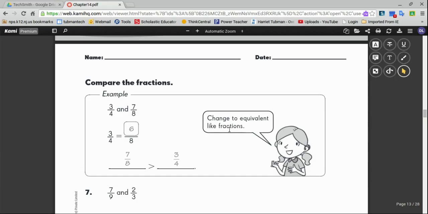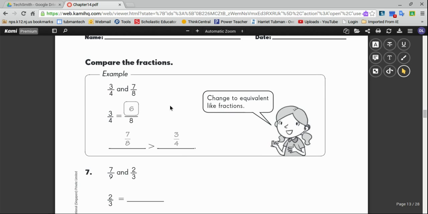This is page 103. Compare the fractions, 3/4 and 7/8. So when we're comparing fractions, we need to change our fractions so that we get like fractions. And again, like fractions means fractions that have the same denominator, which is the bottom number. Here we have 3/4 and 7/8.